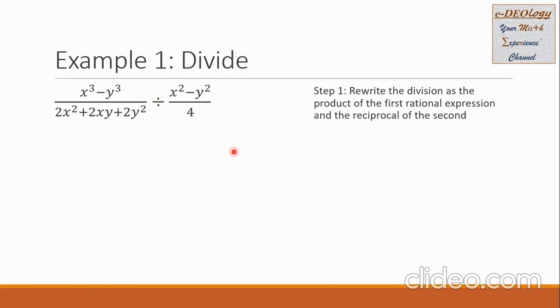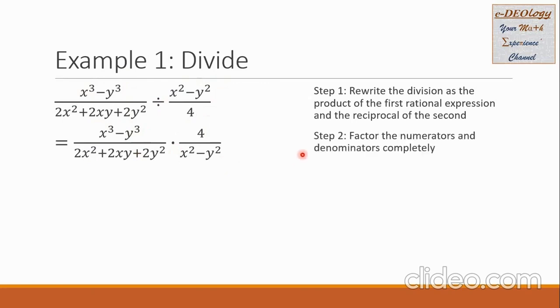Step 1 says we are going to rewrite our problem into multiplication of the first rational expression and the reciprocal of the second. So the first rational expression we will just copy down here, and then we will change the division into multiplication symbol, and then we take the reciprocal of the second rational expression. Look at the denominator 4, it becomes the numerator down here, while the numerator here becomes the denominator here.